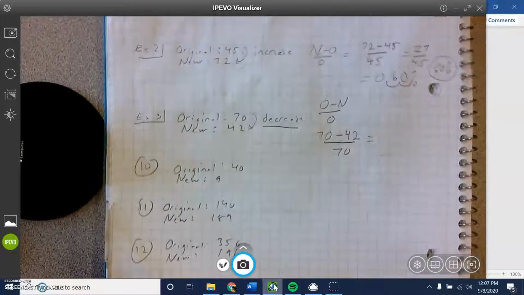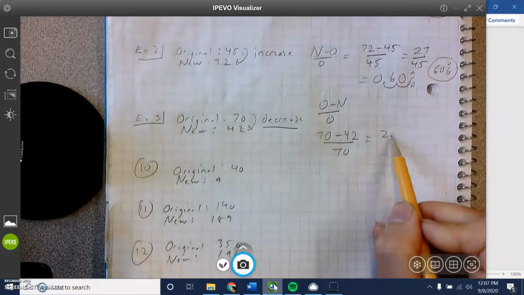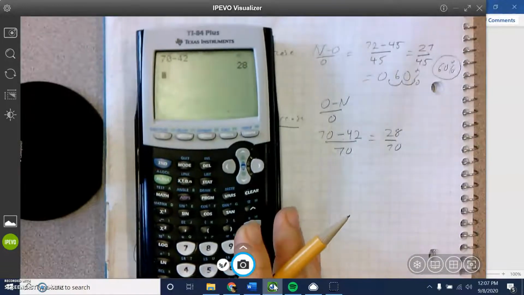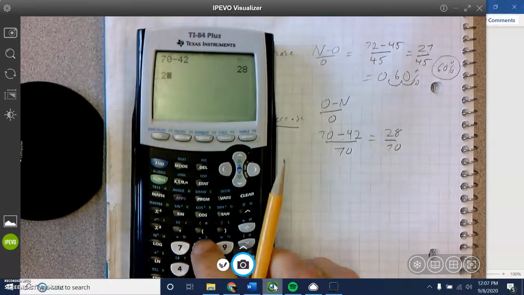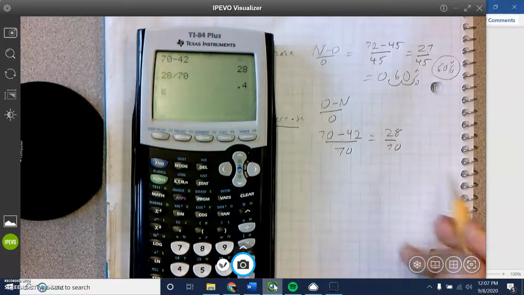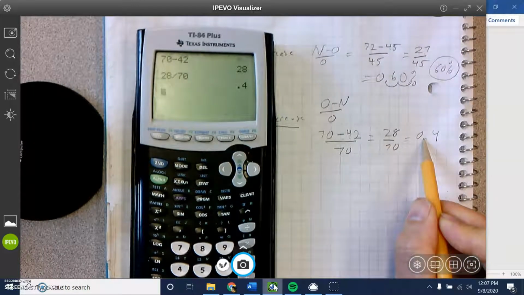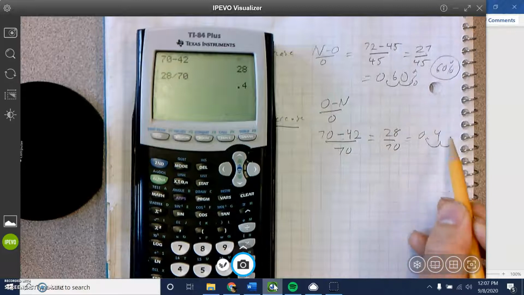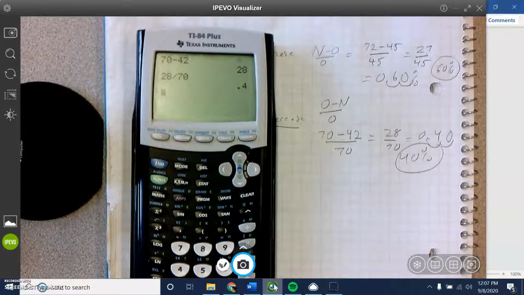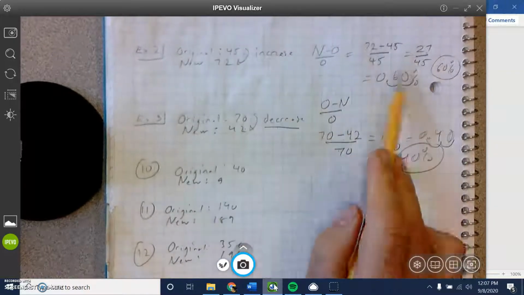70 minus 42. Simplify the numerator. It's 28 over 70. Okay. 28 divided by 70 is 0.4. Now, is that 4% or 40%? 40%. Yeah, 40%. There you go. Cool. All right, so this is a 40% decrease. This is a 60% increase.